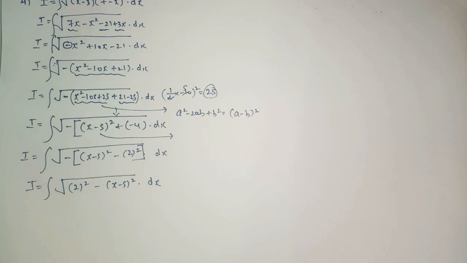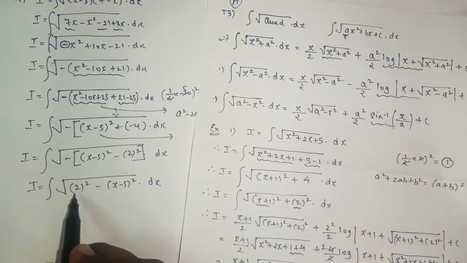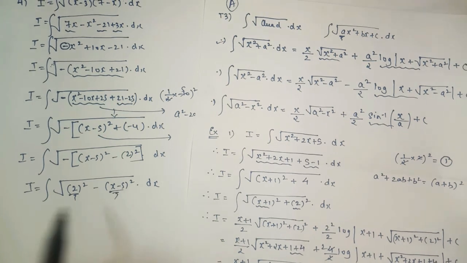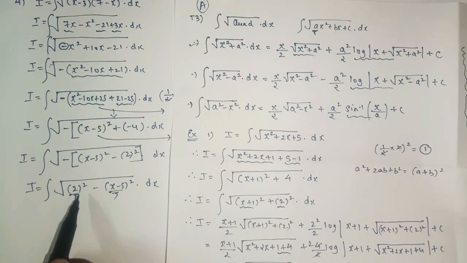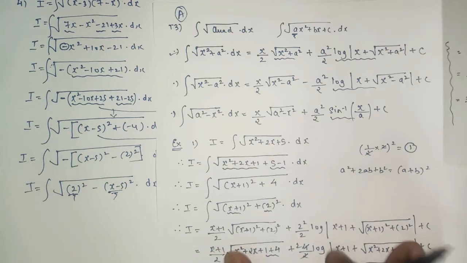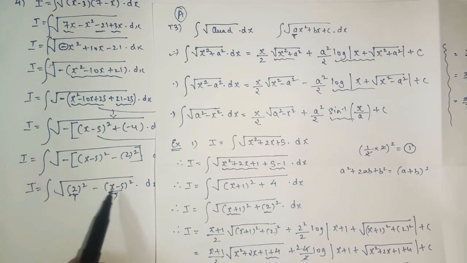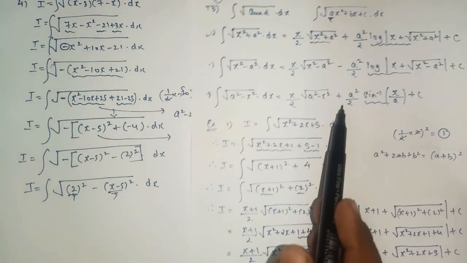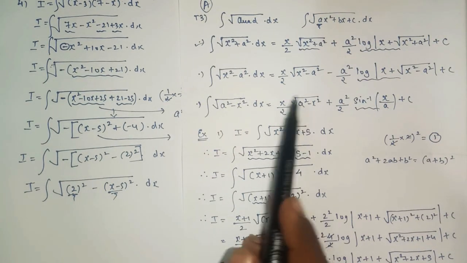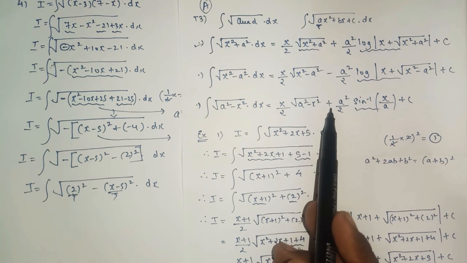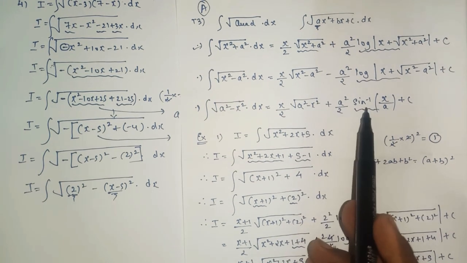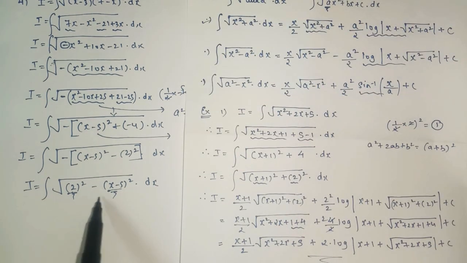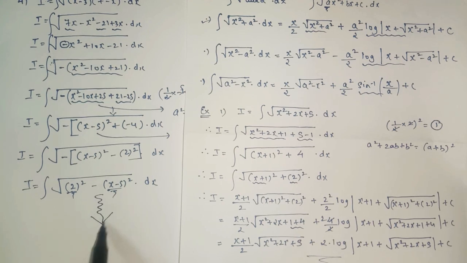So now we can say that the first one is the number, and in x minus 5, this 5 is with the variable, and here the connection is minus. So the first one is a and the second one is x. So this looks like a square minus x square. So a square minus x square means we have to apply the third formula, that is x upon 2 root a square minus x square plus a square upon 2 sine inverse x upon a plus c. And I hope you can solve the remaining section by yourself.